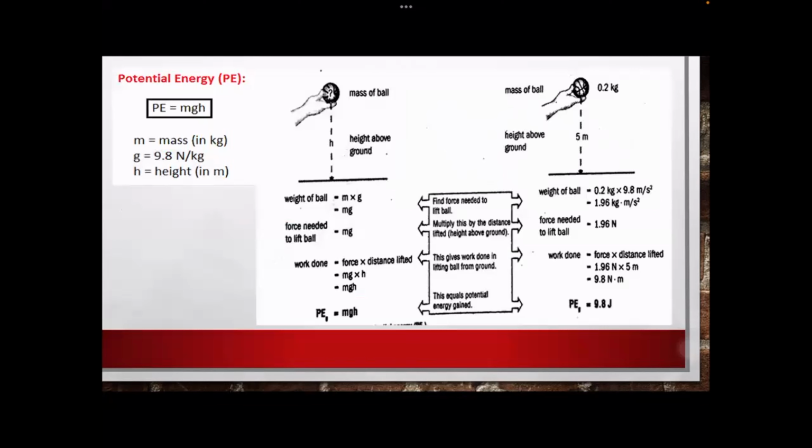So potential energy, or the PE, has the formula PE is equal to mgh. Ito yung ating formula.